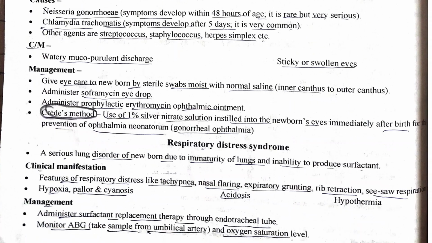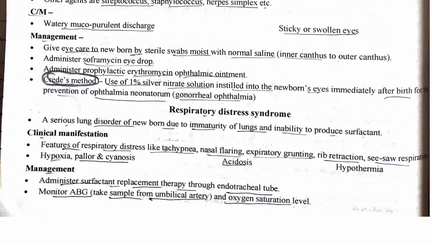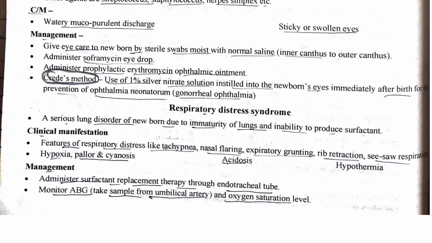Next, respiratory distress syndrome. It is a serious lung disorder of the newborn due to immaturity of the lung and inability to produce surfactant. Clinical manifestation: features of respiratory distress like tachypnea, nasal flaring, expiratory grunting, rib retraction, seesaw respiration, hypoxia, pallor and cyanosis, acidosis and hypothermia.